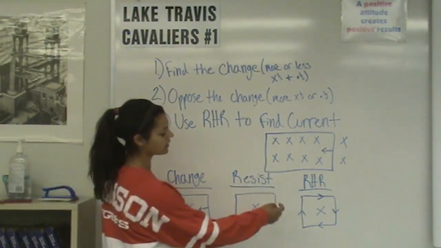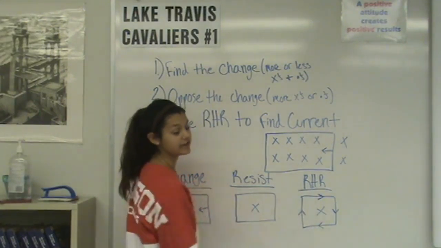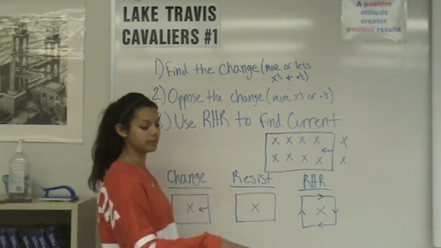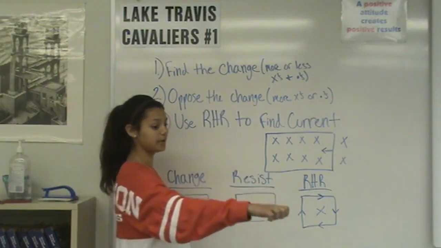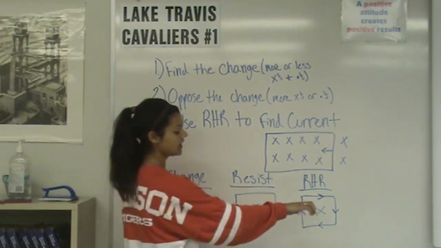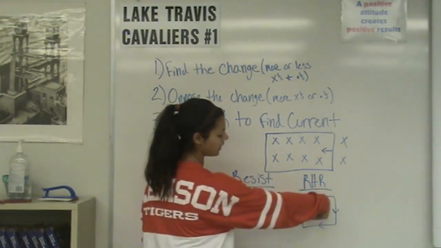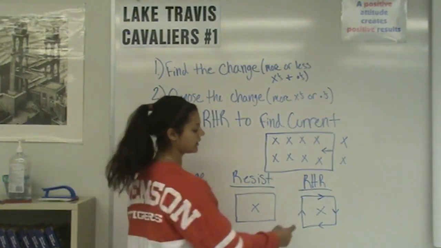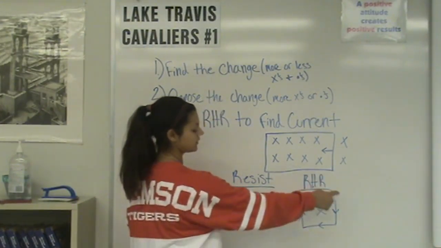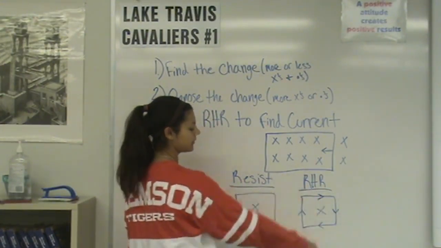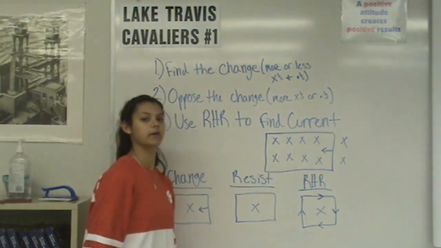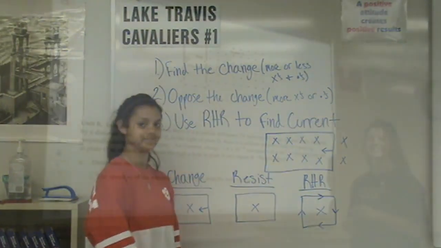So, we have our box, so we need more X's. So that's magnetic field going into the page. If your thumb is the current, you need to put your thumb towards the page, and your fingers wrap around, giving you a current that goes around clockwise around the problem. And that's how you find the current for an induced current problem.